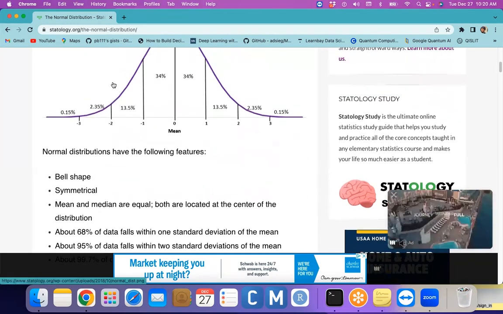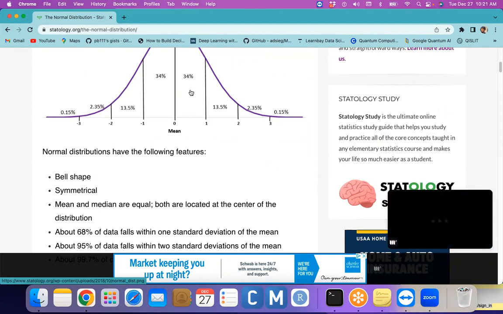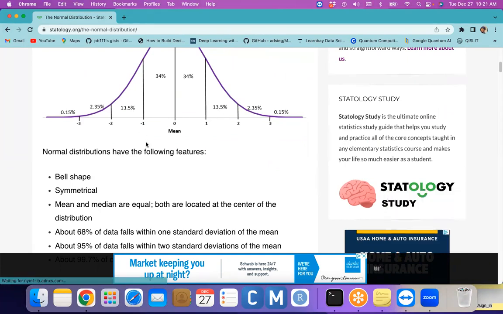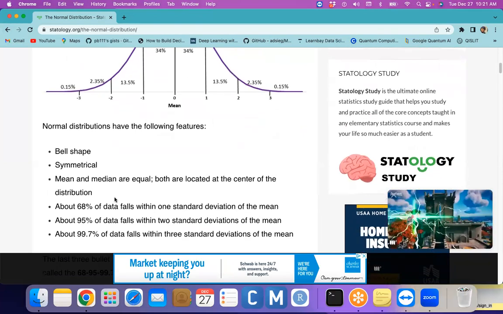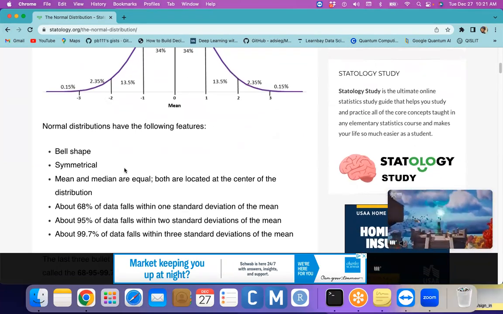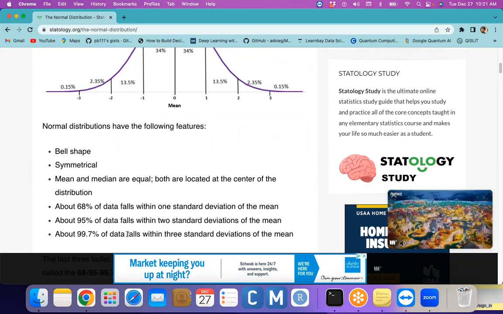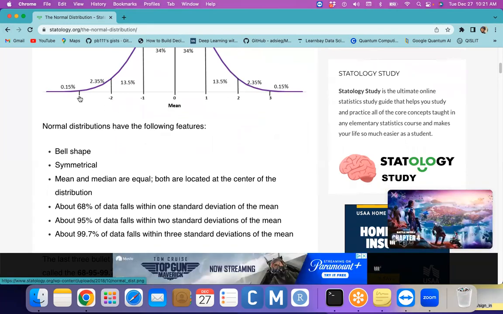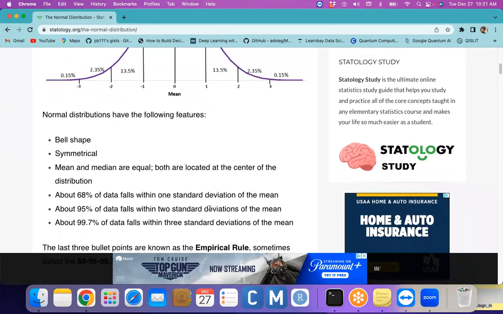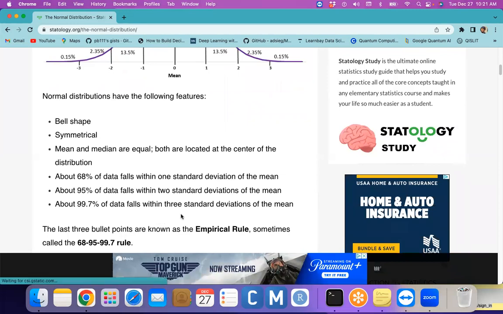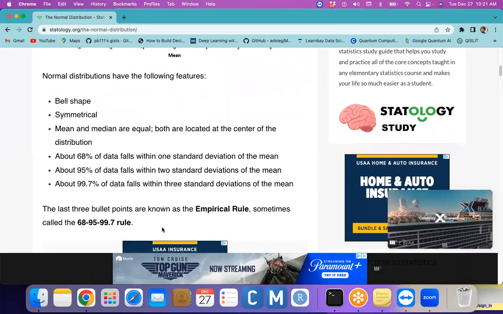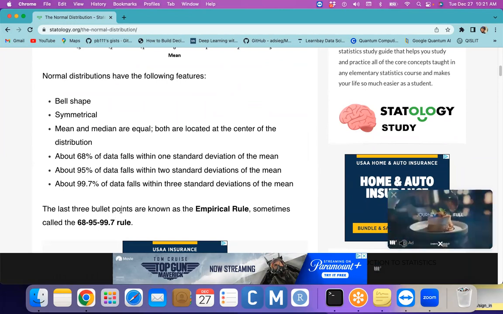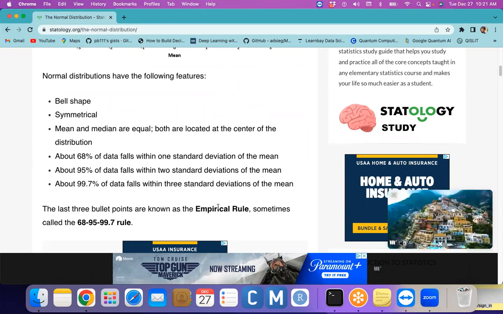And the next one is two standard deviations. We add 13.5, 34, plus 34, plus 13.5. If you do this, we will be getting 95%. And for three standard deviations, 99.7% of the data falls within three standard deviations, so the data is plus or minus 3. If you sum all the distribution, you will be getting 99.7%. This kind of thing we are calling the empirical rule. The last three points are known as the empirical rule.